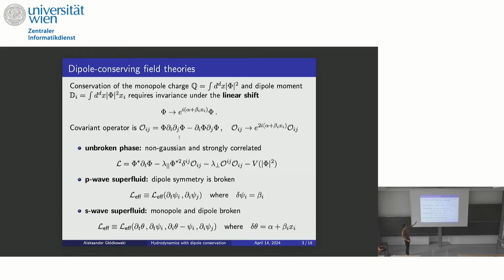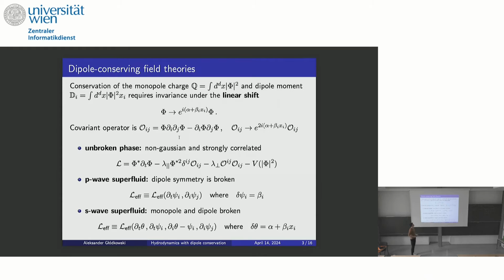So if we want the total charge and the total dipole moment to be conserved, we demand invariance under the linear shift. This is not just a constant shift, but it depends linearly on the coordinate. In other words, you can check that for this transformation, the Noether charges are the total dipole moment and the total charge. Okay, so this transformation incorporates dipole conservation.